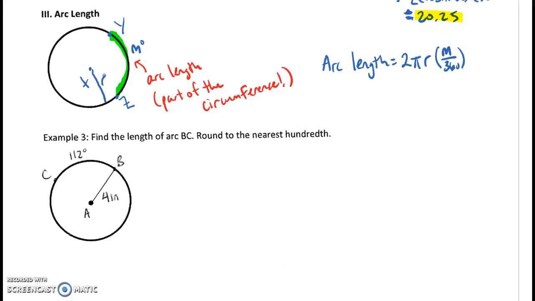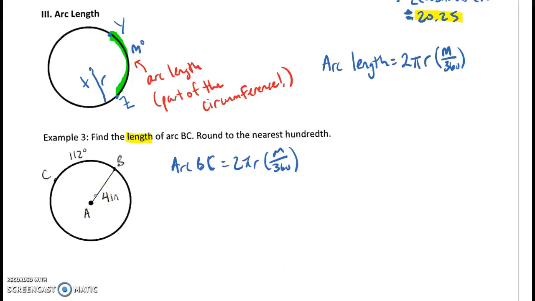So we want to find the length of arc BC. So you want to make sure you see the difference between length and measure. Measure means the angle. Length means the actual distance. Okay? So arc length, again, the formula, that length is going to be 2 pi r times m over 360.